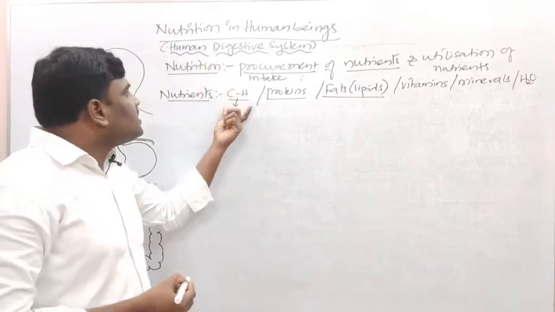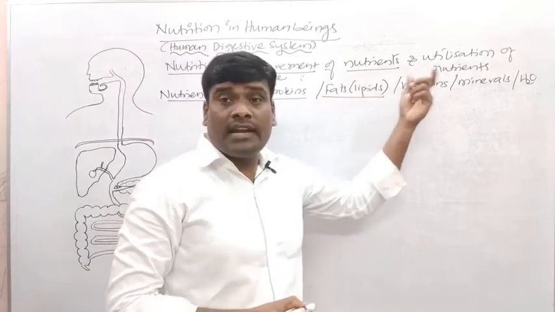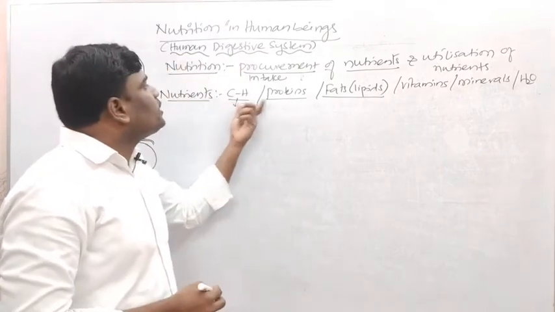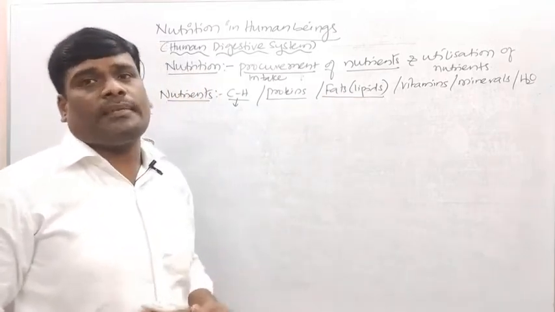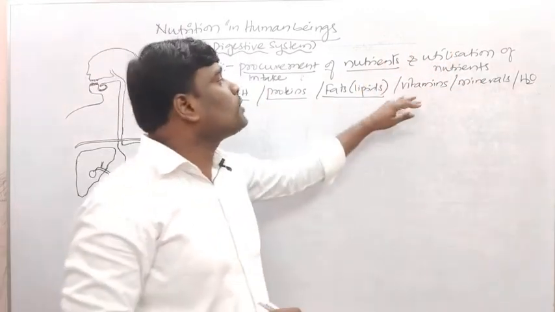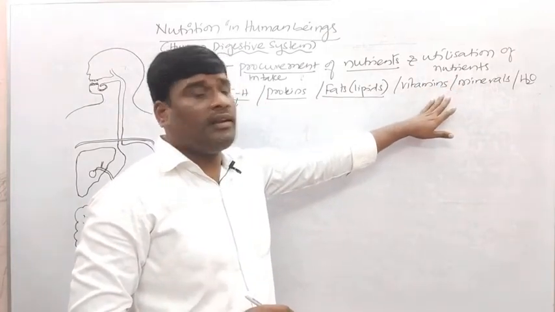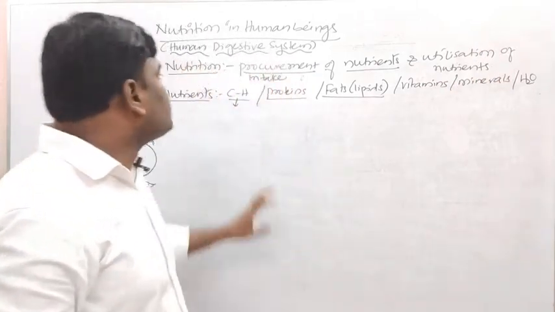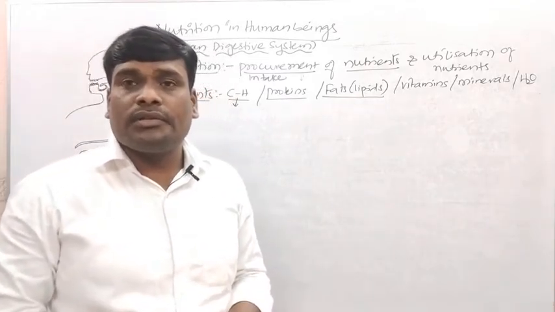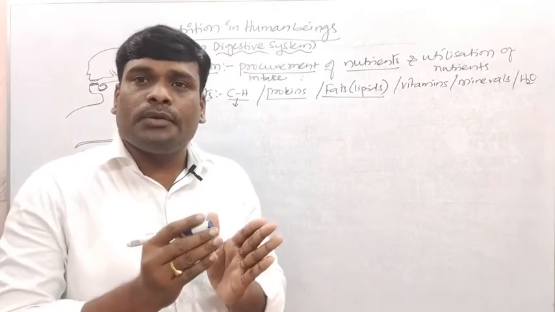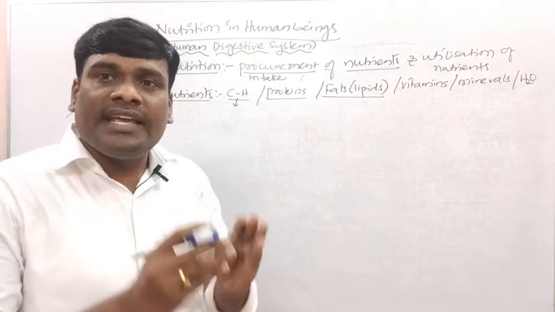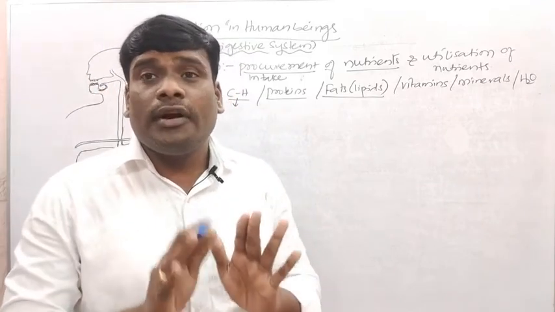Right? So can these carbohydrates, proteins, fats, vitamins, minerals and water be directly absorbed by the cells in our body, children? No. Because carbohydrates, proteins as well as fats are complex substances. And vitamins, minerals and water are simple substances, children. They need not be converted into simple ones because they are already simple. But carbohydrates, proteins as well as fats cannot be used directly in our body. So they have to be simplified, they have to be converted into simple substances. Then only we can utilize these nutrients, isn't it? Without converting them into simple substances, we cannot use them.